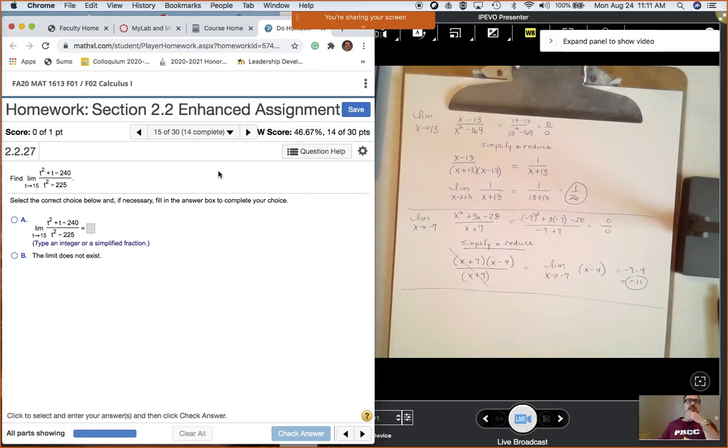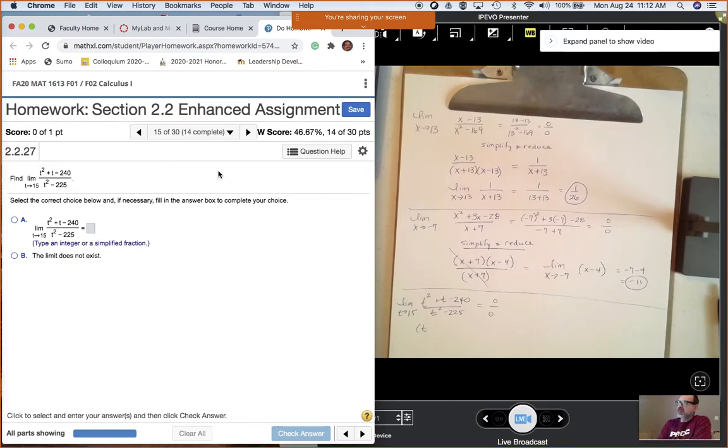This next one is similar. t squared plus t minus 240 all over t squared minus 225. And we want the limit of that when t approaches 15. And again, that's going to give me a 0 over 0. So to reduce this, what multiplies to be 240 and subtracts to be 1?